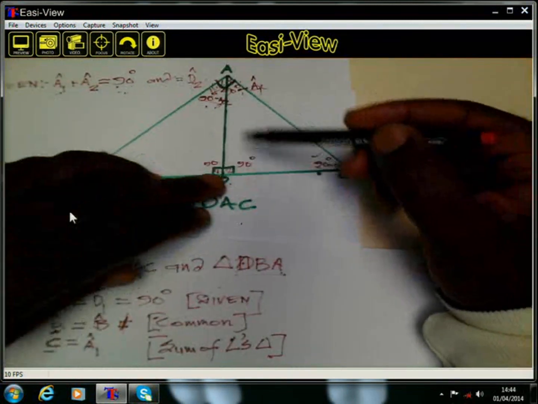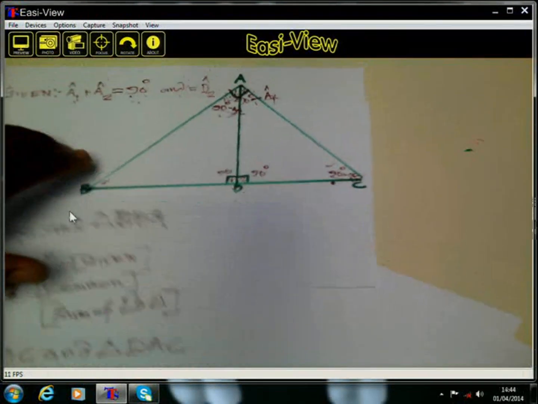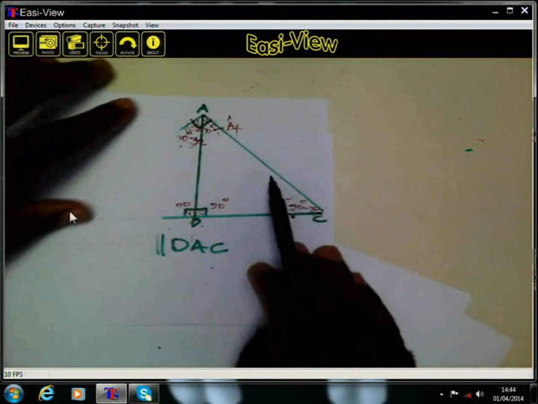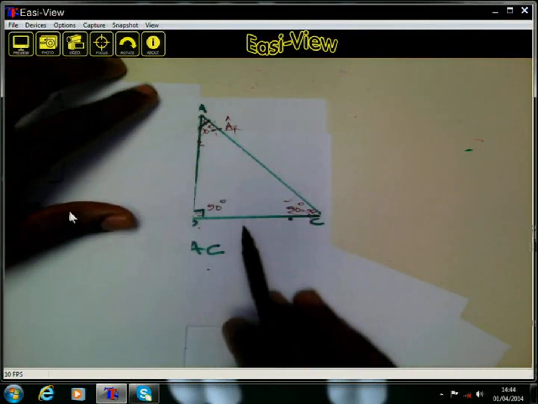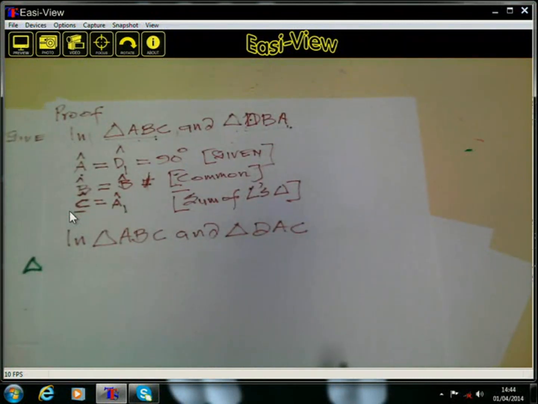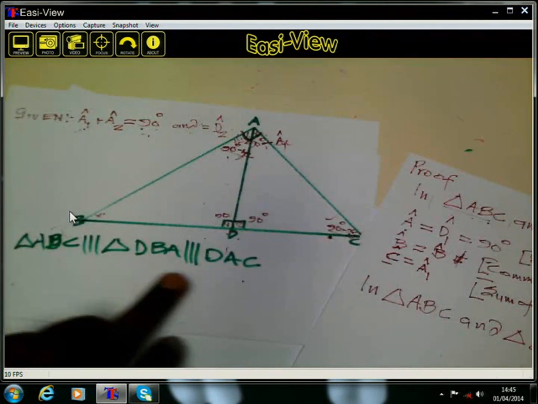This is DAC. Now this is the part. We are now looking at this part of the triangle, the bigger triangle with this part of a triangle. We want to check the information, compare the information, because that information will eventually enable us to prove that the triangles are similar. Remember, this is what we need to do.